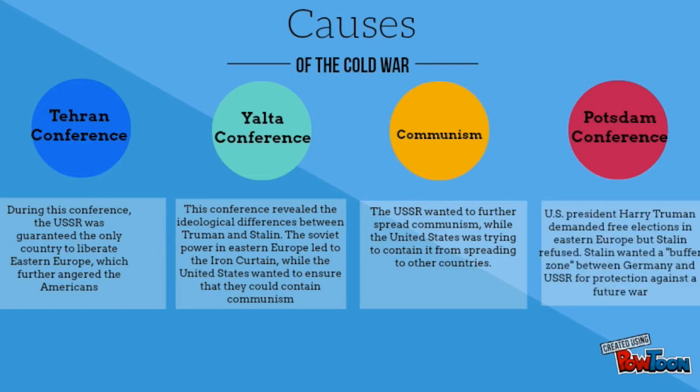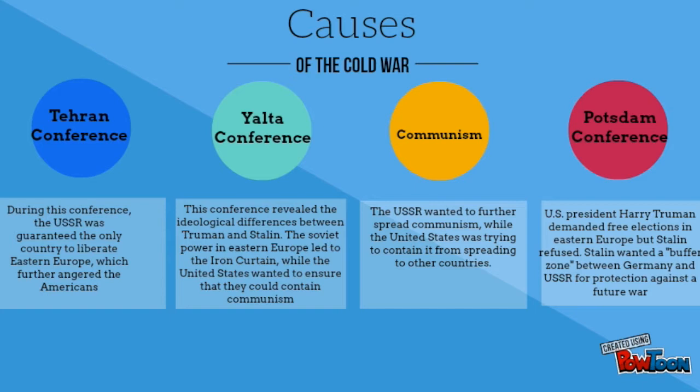The Soviet power in Eastern Europe led to the Iron Curtain, while the United States wanted to ensure that they could contain communism. Third cause was communism. The USSR wanted to further spread communism, while the United States was trying to contain it from spreading to other countries. Lastly was the Potsdam Conference.